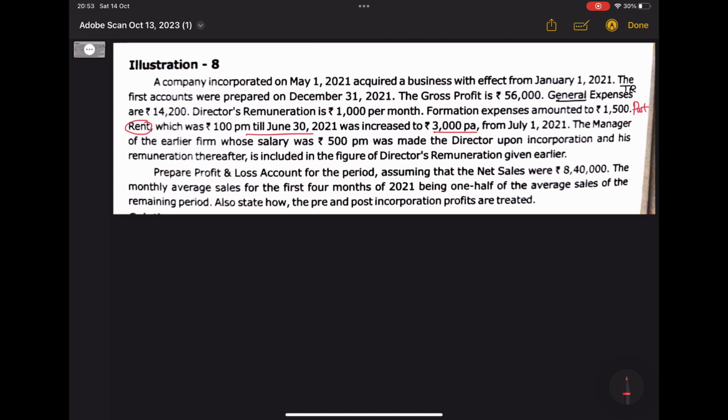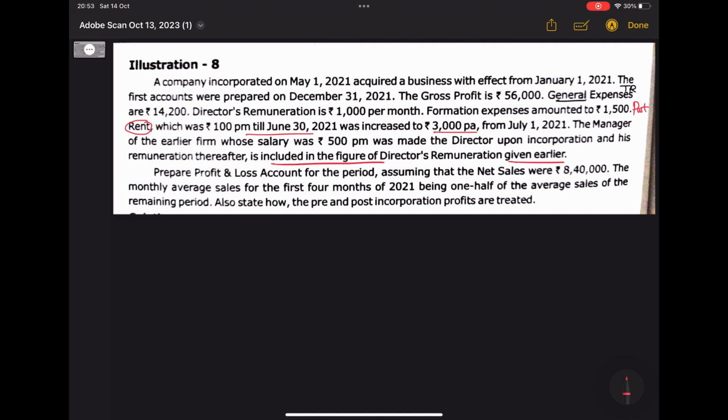Next, the manager of the earlier firm whose salary was 500 per month was made the director upon the incorporation, and his remuneration thereafter is included in the figure of director remuneration. So according to the above statement, the remuneration has already been included, so there is no need to add the remuneration again, because it is already included in the director's remuneration itself.